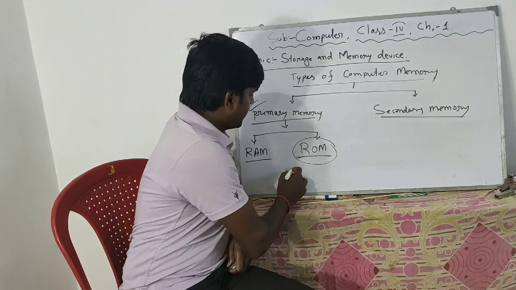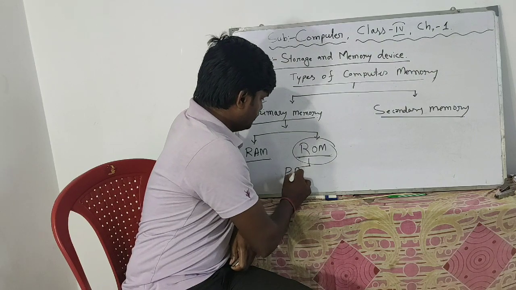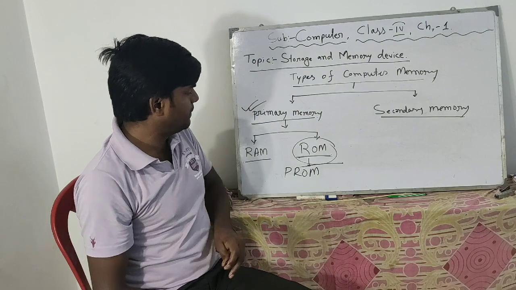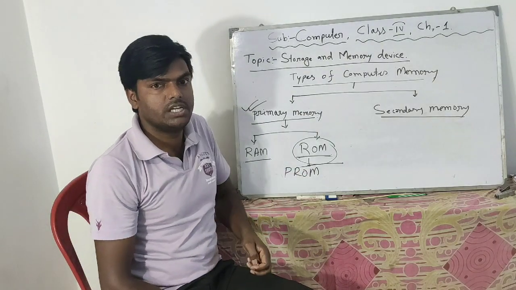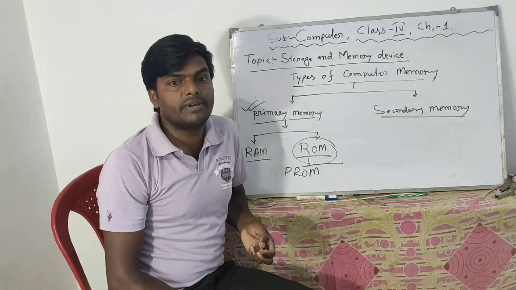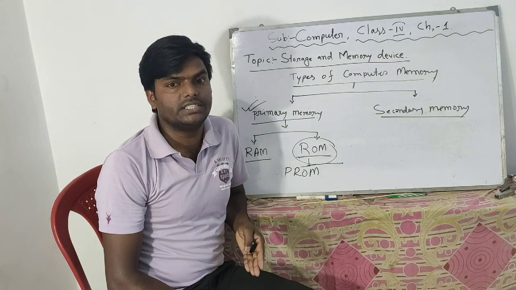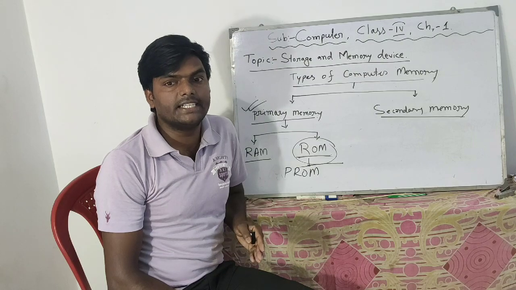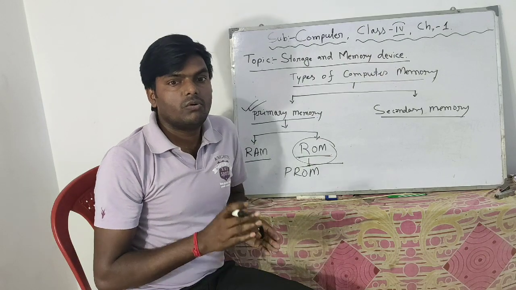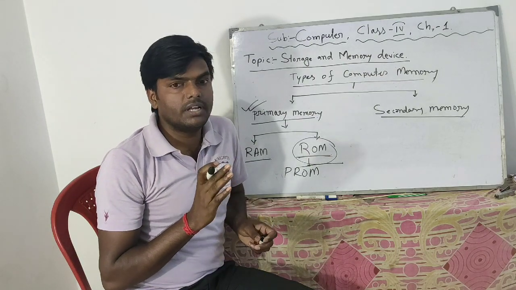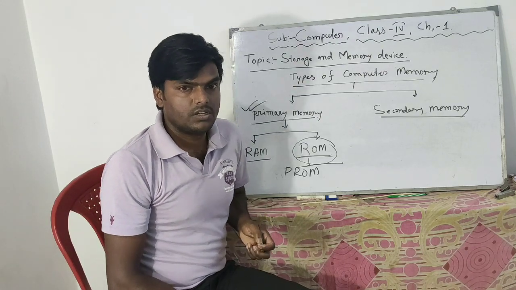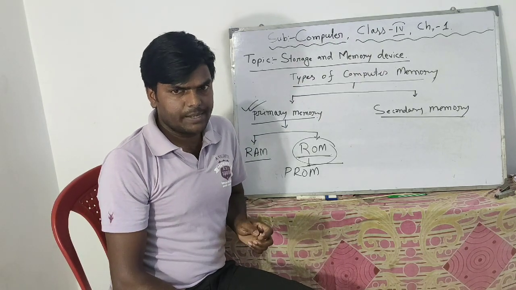Clear? It is called PROM, programmable read-only memory. Another one is EPROM, erasable programmable read-only memory. Clear? EPROM. Data can be erased using ultraviolet light. So this is the erasable EPROM.